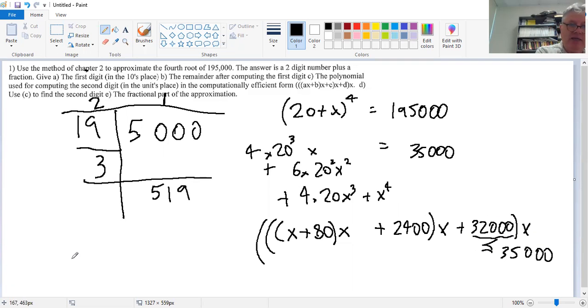Okay, and so the answer is going to be 21,519. And what's this going to be over? This is going to be over 22 to the 4th minus 21 to the 4th, which is 39,775. And that is our answer.